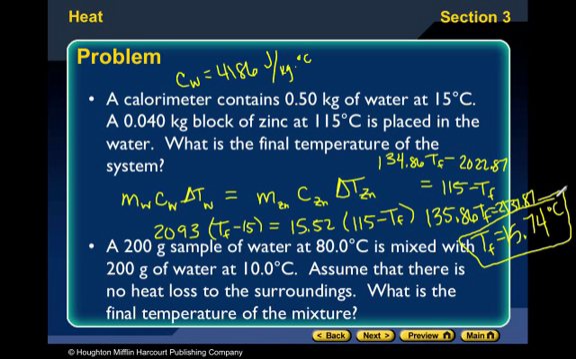The zinc specific heat was 388 compared to the 4,186. So it takes a lot more energy to raise up 1 kilogram of water 1 degree. How much water you have compared to your zinc? You have a lot more water compared to zinc, so it should be a lot closer to the water temperature. Yeah, you have 40 grams. You have 500 grams of water.